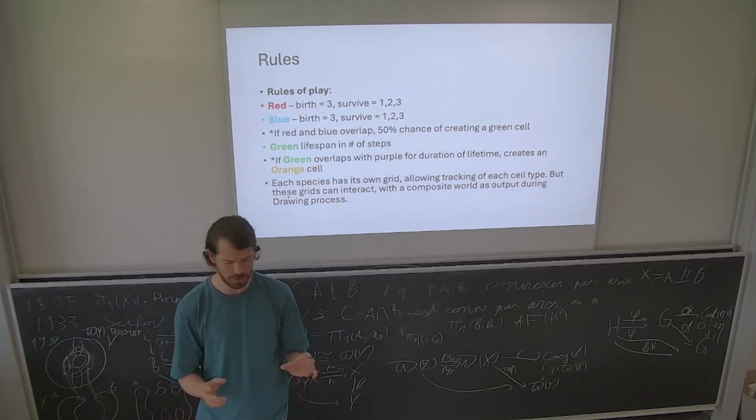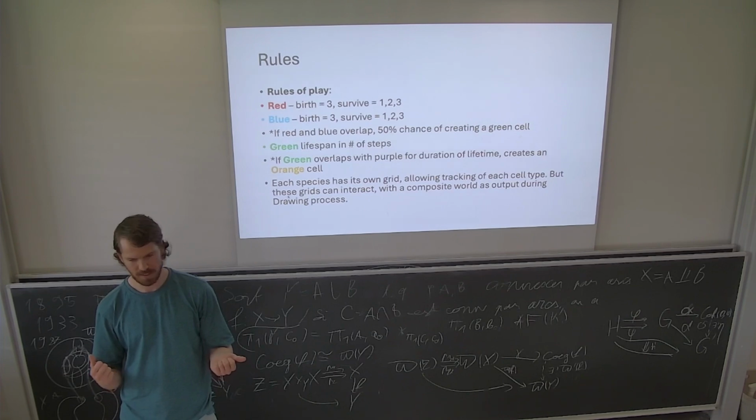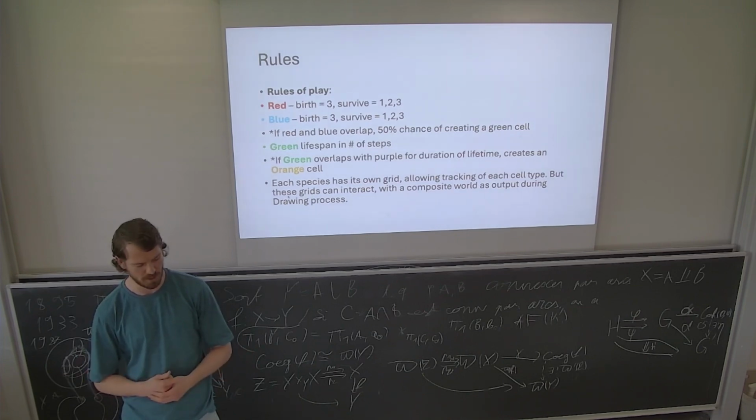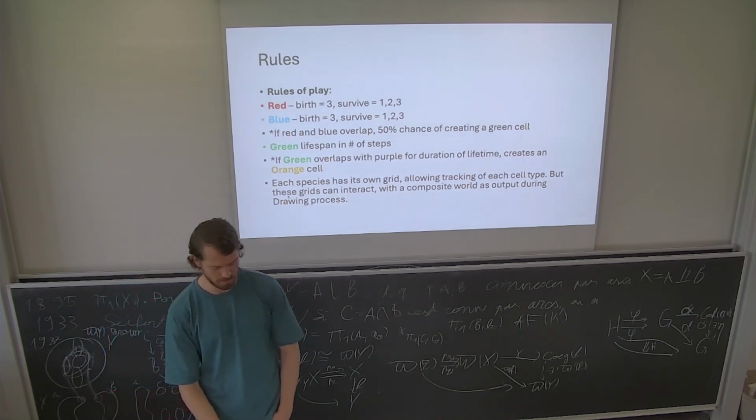Each of these species has its own grid, but they can interact with each other. As you'll see, I only have a CPU, so it runs quite slowly. As I added more species, it got slower and slower. But I'll run it for you anyway.